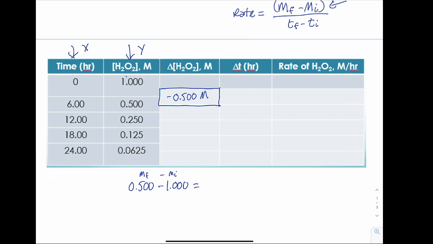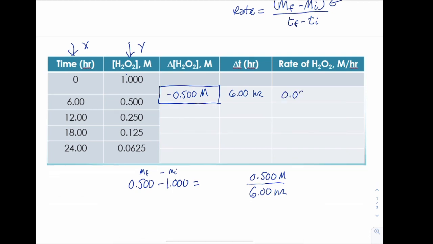My time, I'm going to take 6. I'm going to subtract 0 from it. And I'm going to have 6.00 hours. To get my rate then, I would just divide those two. So I'm going to take 0.500 molar, we'll talk about that negative here in a minute, divide it by 6 hours, and I am grabbing my calculator here, and we're going to type this in. So 0.5 divided by 6, I get 0.0833. Watch out for sig figs here.